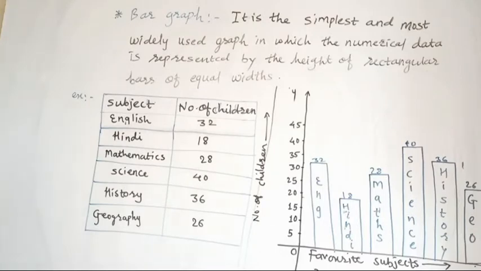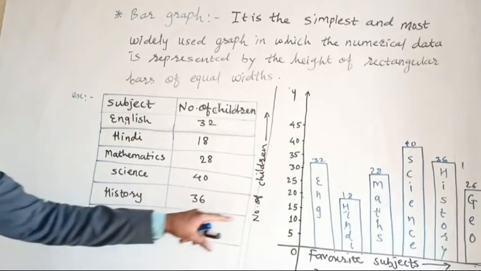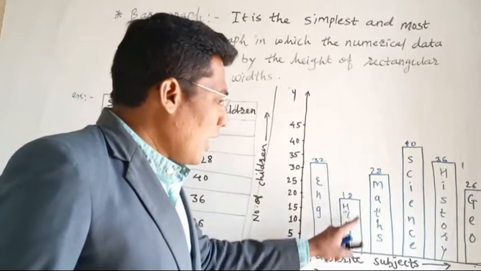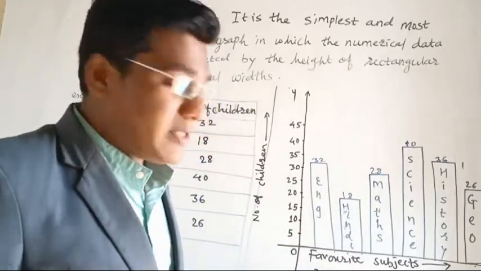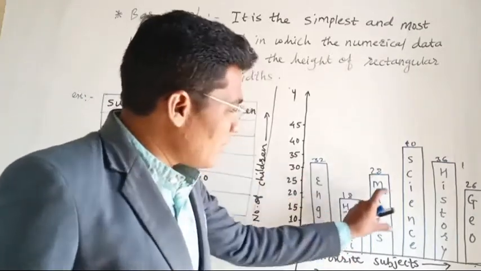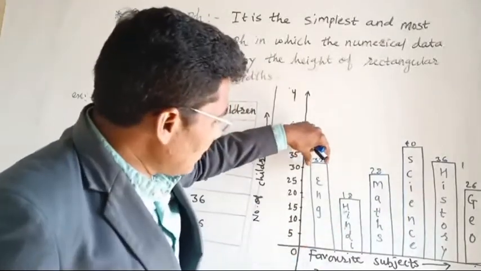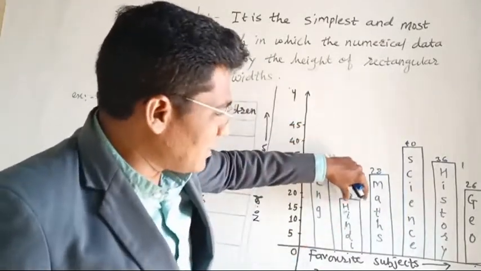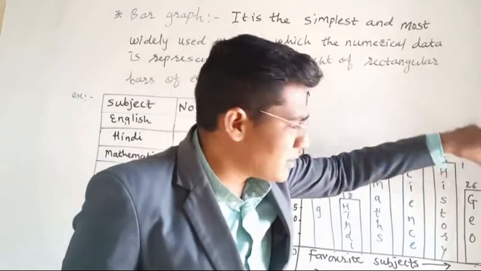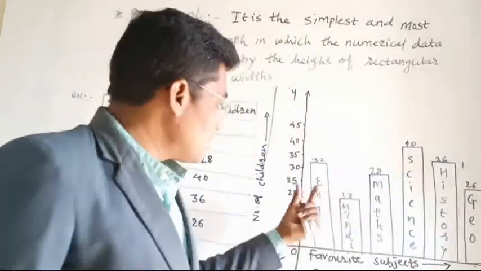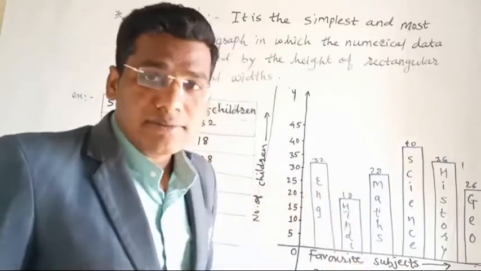Next one is: bars drawn can be of any suitable width, but the width of all bars must be the same. And which bars are we drawing? These bars which we drew will always be the same. It means that the size of the bars will be the same. If this is 3 cm, this will also be 3 cm, this is also 3 cm, and this also 3 cm. Not height, the size, this width.